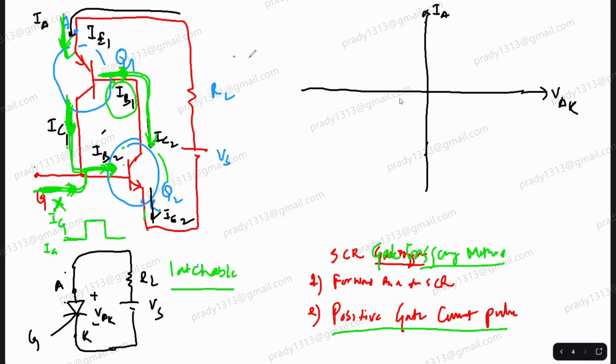Latchable means I do not need to supply the gate current continuously. I can give it for some time and then stop. The moment collector current starts flowing from this Q1, this will supply the base current and keep the device latched or conducting. Okay.